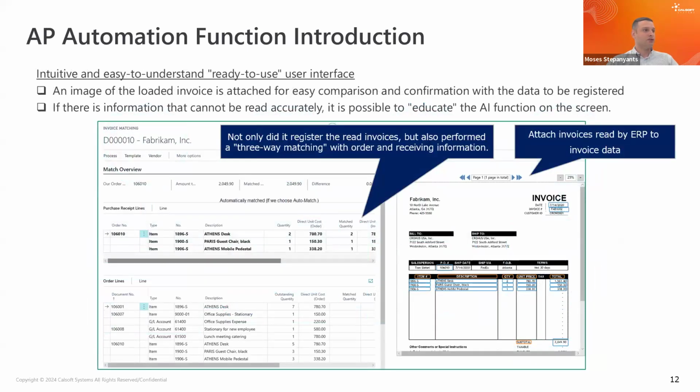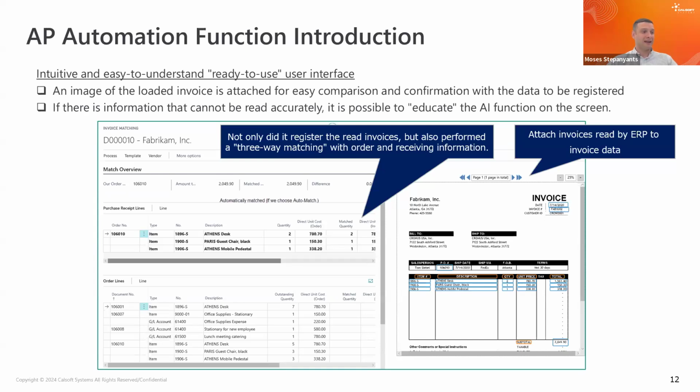So when you scan your invoice through document capture, an image of the loaded invoice is attached for easy comparison and confirmation with the data to be registered. And when you register the document, the PDF file then gets stored with your invoice, which I explained in the last slide, in your ERP system, so that you can always come back to that document if someone ever needed to look at it, in case they needed to see the physical information that was posted.